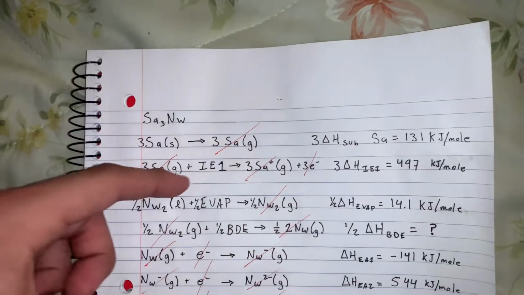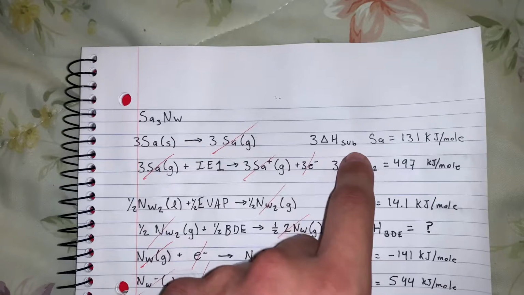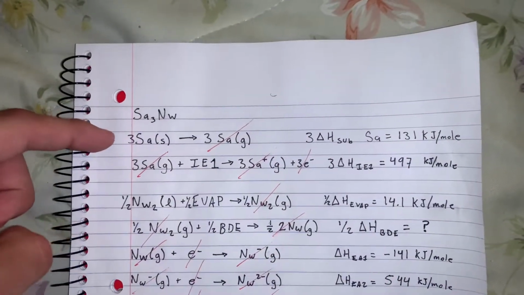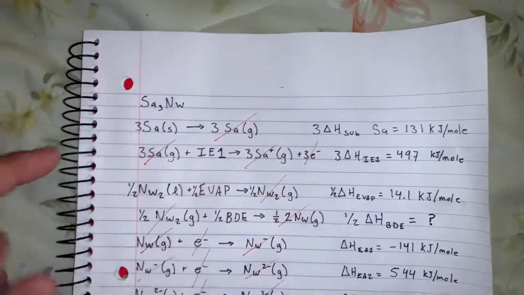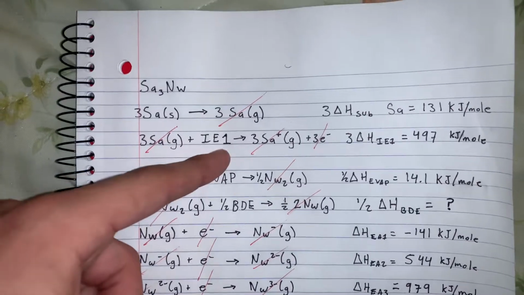a solid, and I'm going to sublimate it so I can have it as a gas. So the sublimation energy is this, and since I need 3 SAs, I'm going to multiply all of them by 3. Now that I have my Sa as a gas, I'm going to ionize it for the first time.